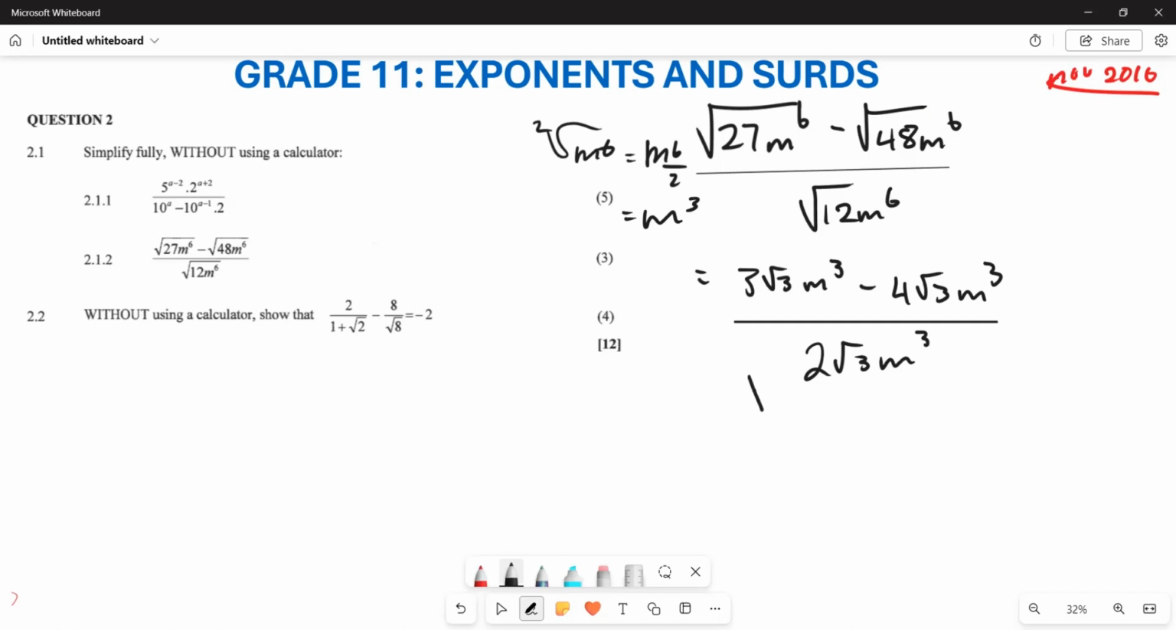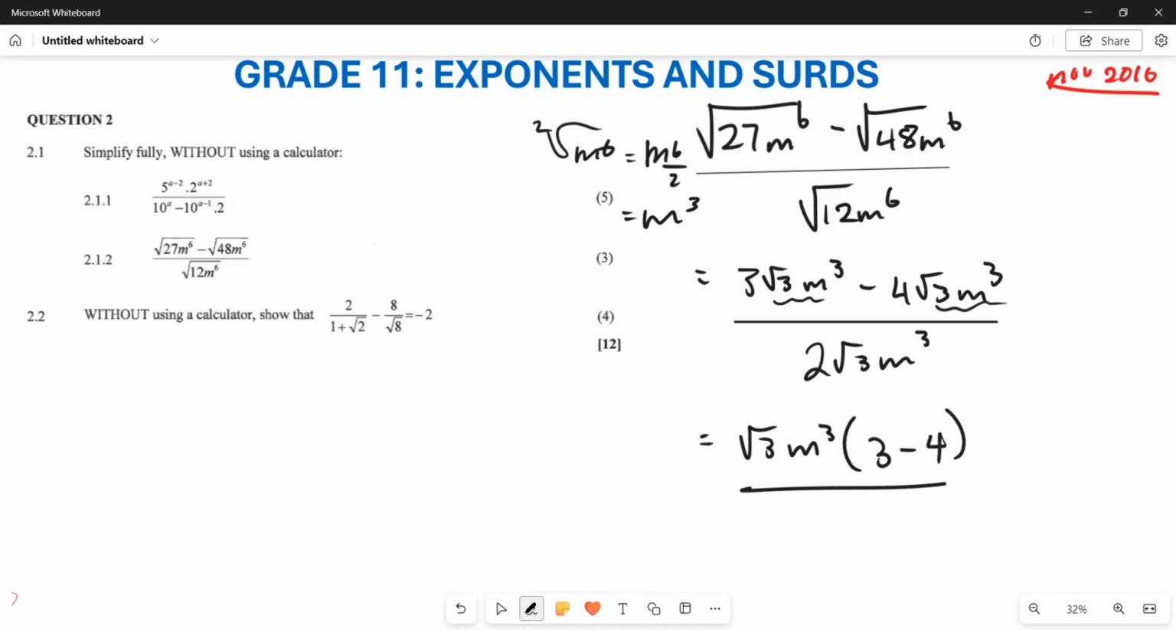So which means now the common factor is root 3m3. In your numerator, here your root 3m3 is your common factor, right? So it's going to be root 3 m to the power of 3 into bracket. What is it that you're going to be left with? You're going to be left with 3 subtract 4 on this side, because now you've taken out the root 3 m to the power of 3. Now here you are having 2 root 3 also m3.